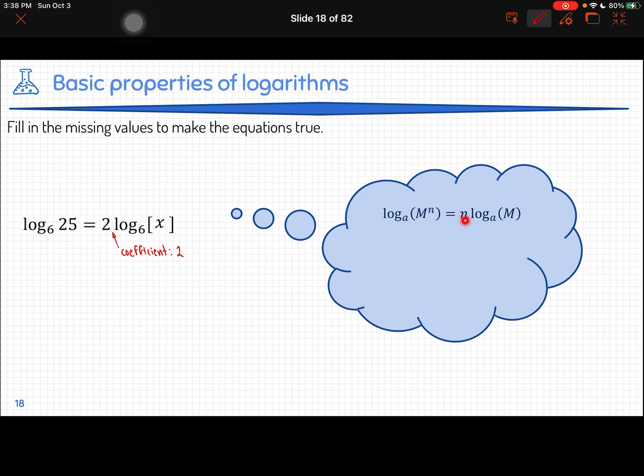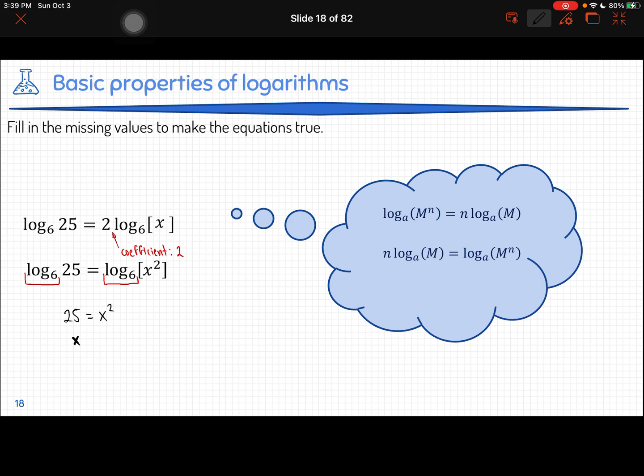We see a coefficient, a number that is multiplying the logarithm. And then the thing that we see here is that this coefficient becomes the power of the number here. So we can write the same property in this way in order to apply that here. And that is going to lead us to this expression. This number 2 becomes the power of x here. That is the thing that I am writing here. And then this logarithm is the same as this logarithm. So we may now go into that 25 is equal to x squared.